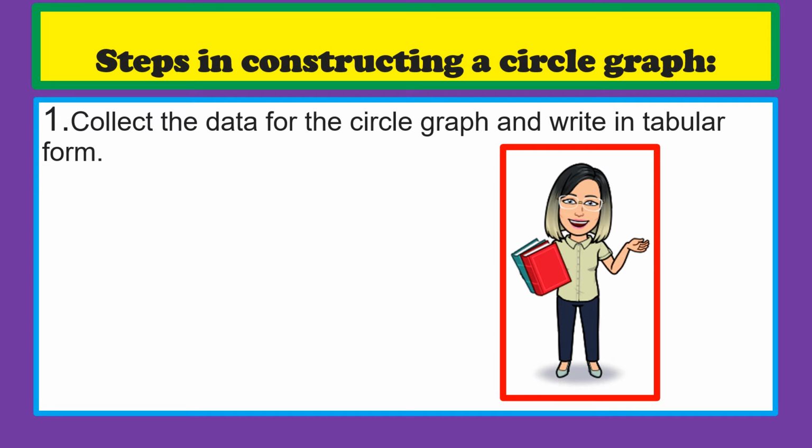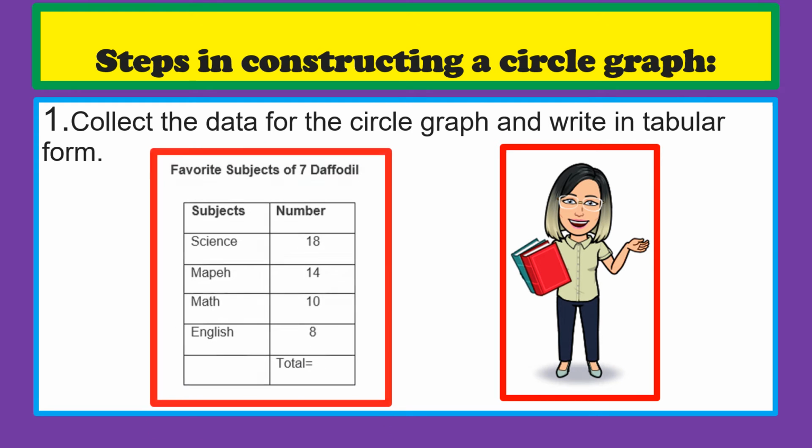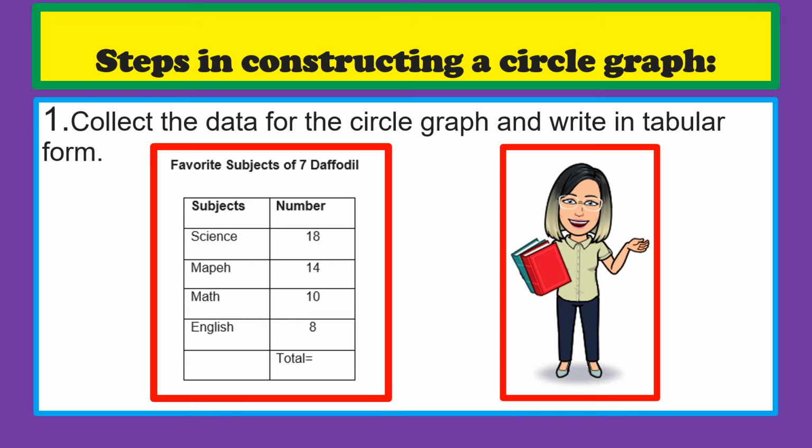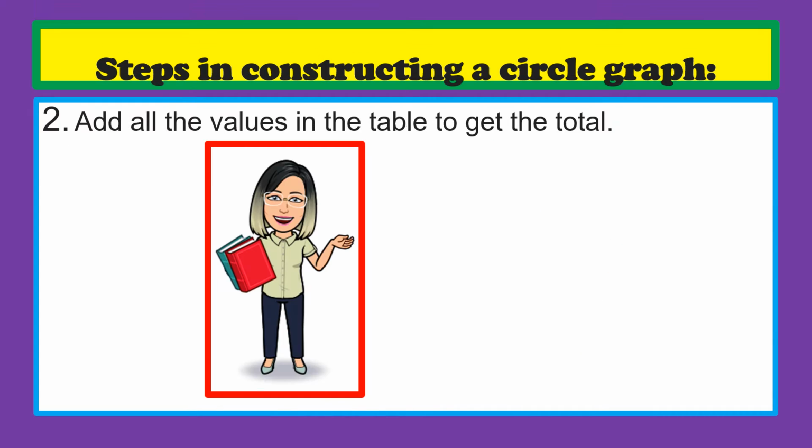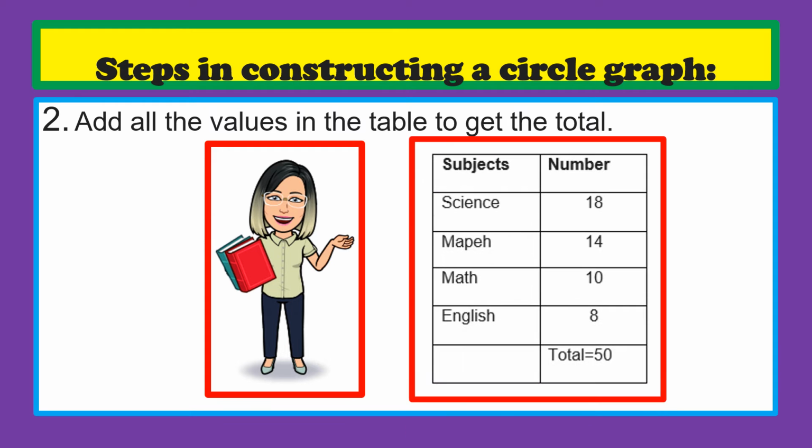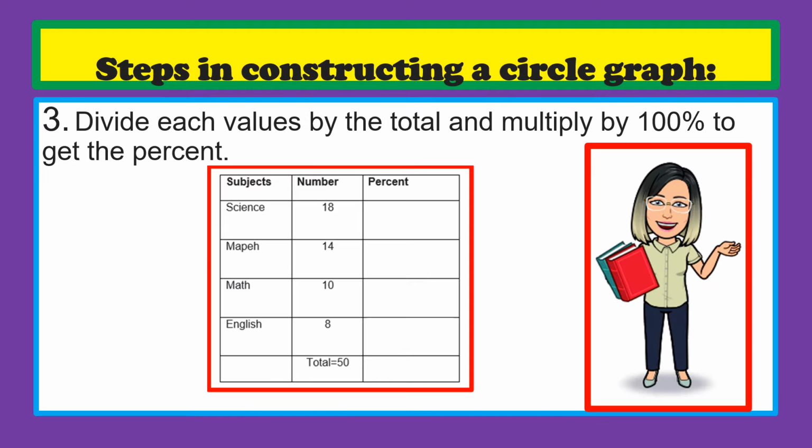Steps in constructing a circle graph or a pie chart. Number 1, collect the data for the circle graph and write it in tabular form. So we have the data, favorite subjects of Grade 7 Daffodil. Step number 2, add all the values in the table to get the total. So we have the total is 50.